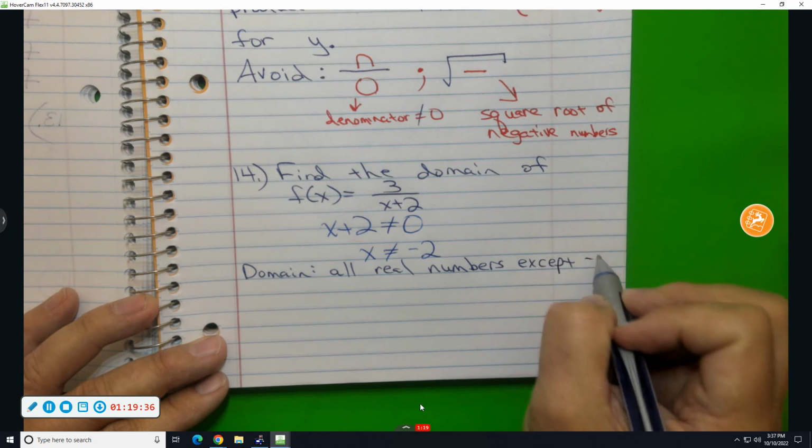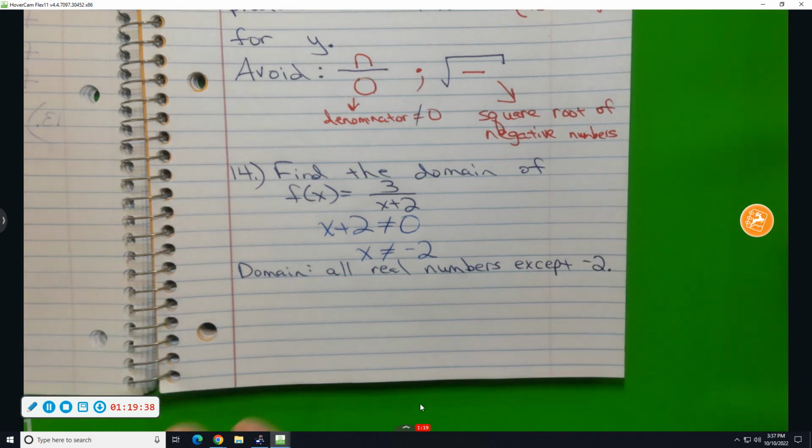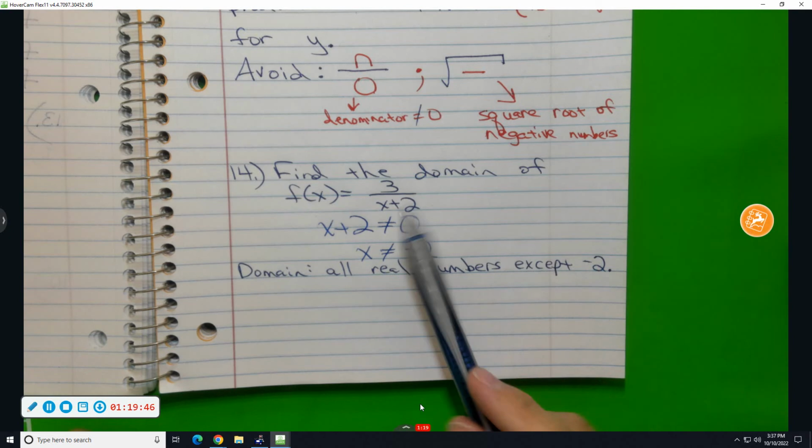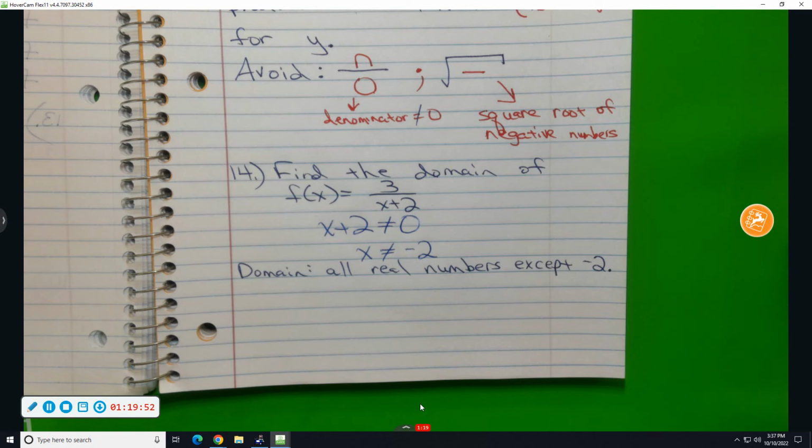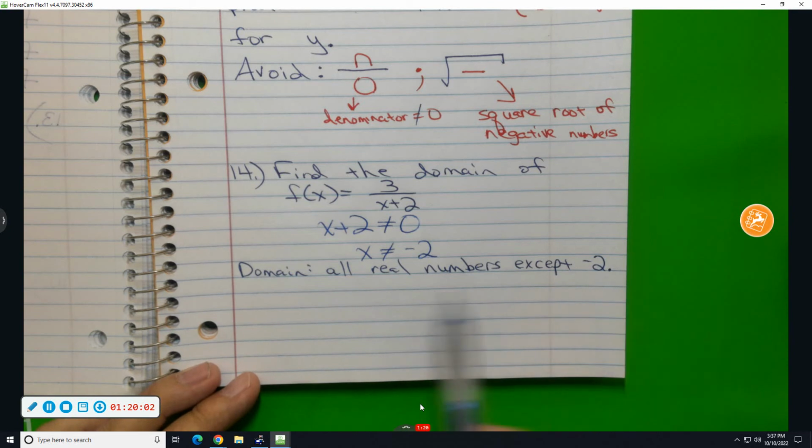All real numbers except negative 2. Could you plug in 50 million for x? Yeah, that'd be fine. Could you plug in 17 billion for x? Yeah. What's the only number you can't plug in for x? -2. They want us to express this concept using interval notation.